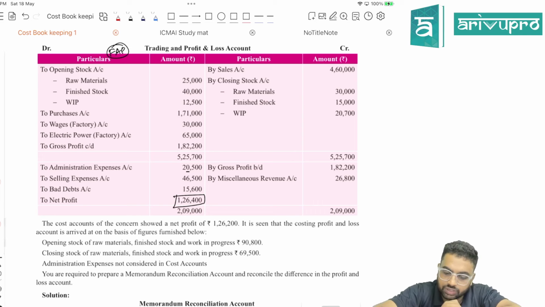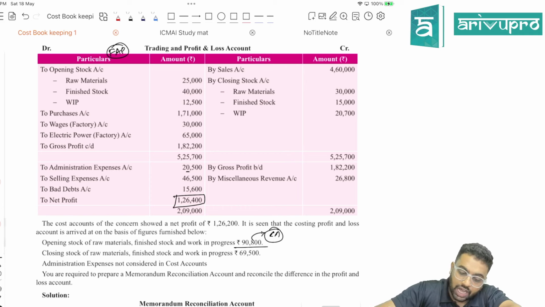Okay, sir. Done. Let's see what is all happening over here, one by one. Listen. The cost accounting of a concern showed a net profit. It is seen that the cost profit and loss account is arrived at on the basis of the figures furnished below. Opening stock, they are telling 90,800, as per cost accounts.